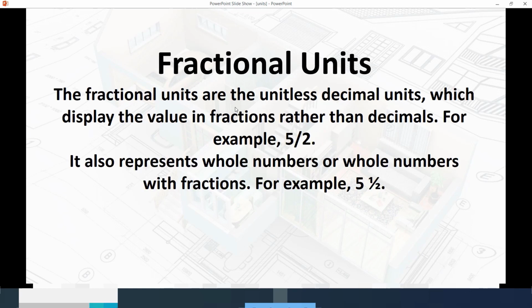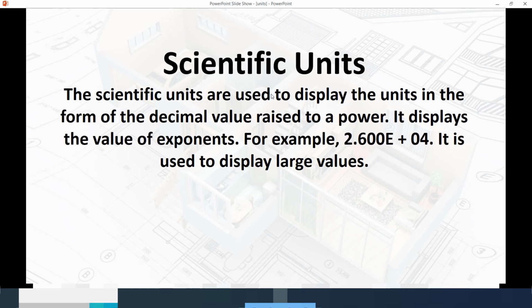Number 4 is fractional units. The fractional units are unitless decimal units, which display the value in fractions rather than decimals. For example, 5/2, or you can also represent a whole number or a whole number with a fraction. So these are decimal units but in fractions. The last one is scientific units. Scientific units are used to display the units in the form of a decimal value raised to a power. It normally uses the value of exponents, and it is used to display large values. And you can see the example 2.600 and then the exponent.